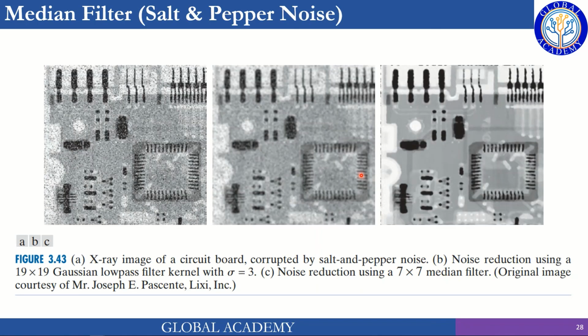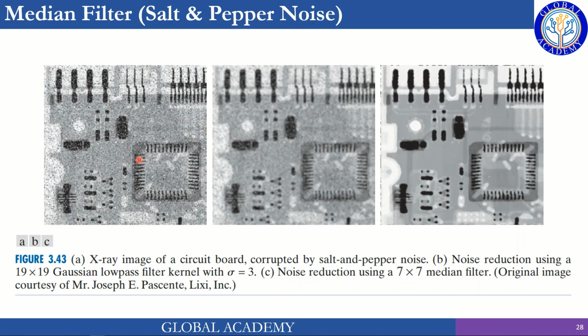The original image is contaminated with impulse noise, also called salt and pepper noise. These are the dots, white and black dots. The noise values are either zero or close to zero, and similarly the noise values are 255 or close to 255, which are like white dots. It is also called salt and pepper noise.